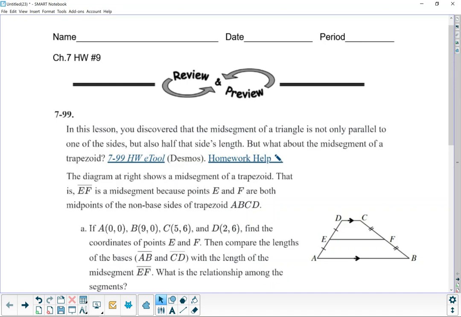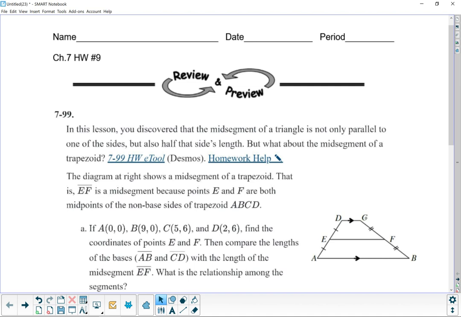In this lesson, number 99 right now, you discovered that the mid-segment of a triangle, the one that you guys did on Desmos today in class on your Chromebook, is not only parallel to one of the sides, but it's also half the length of the side. But what about the mid-segment of a trapezoid?